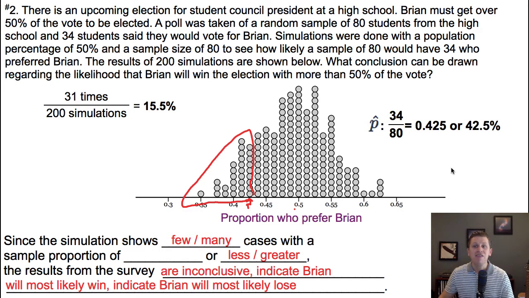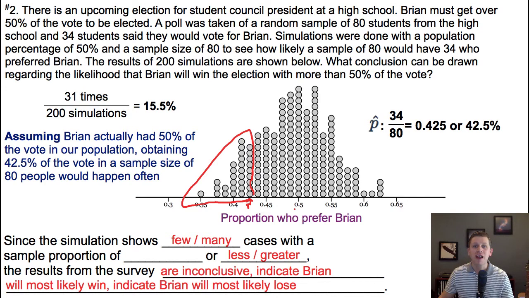What that means is even though we only got 42.5%, it's very likely that we could have had 50% of the vote and just asked the wrong people. So to summarize, assuming Brian actually had 50% of the vote in our population, obtaining 42.5% of the vote in our sample size of 80 people would happen very often because it would happen 15.5% of the time. What this means is it's very likely that Brian actually could have had 50% of the vote. But think about it. If Brian did have 50% of the vote, do we think he would win? He'd probably need more than 50% of the vote to win.